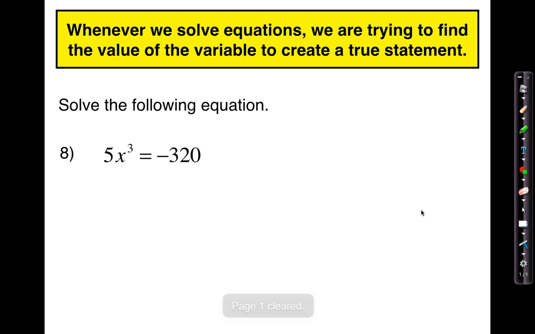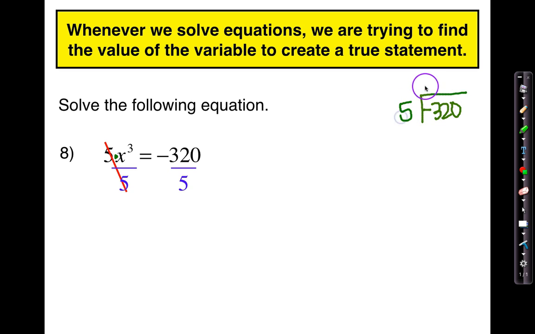Okay, now try number 8. Here, this means 5 times x cubed. So the inverse would be to divide both sides by 5. You'll see that the 5's cancel each other out, leaving me with x cubed equals. Here I'm just going to do some side work. Negative 320 divided by 5. First of all, it is going to be a negative number. 5 goes into 32 six times with 2 left over, and 5 goes into 20 four times, so that's a negative 64.